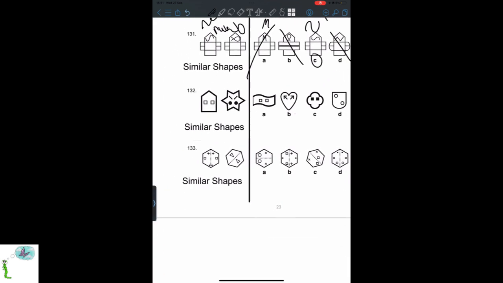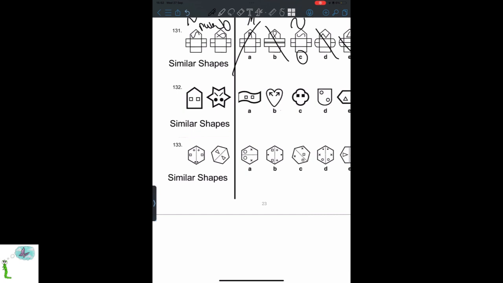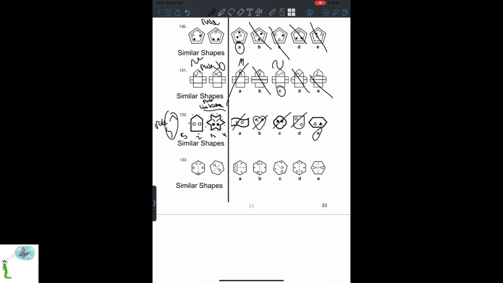Question 132. What symbol got our answer? E. Final question, 133.